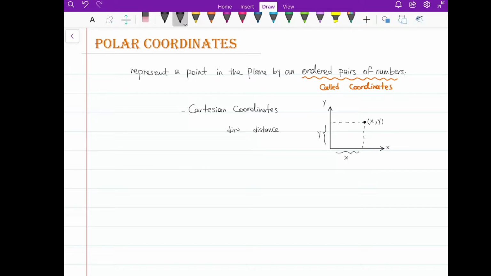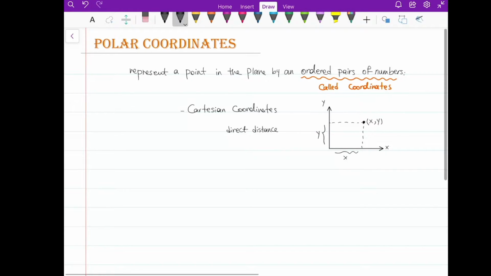actual direct distance of the point to the perpendicular axis. Okay, so these are the Cartesian coordinates.